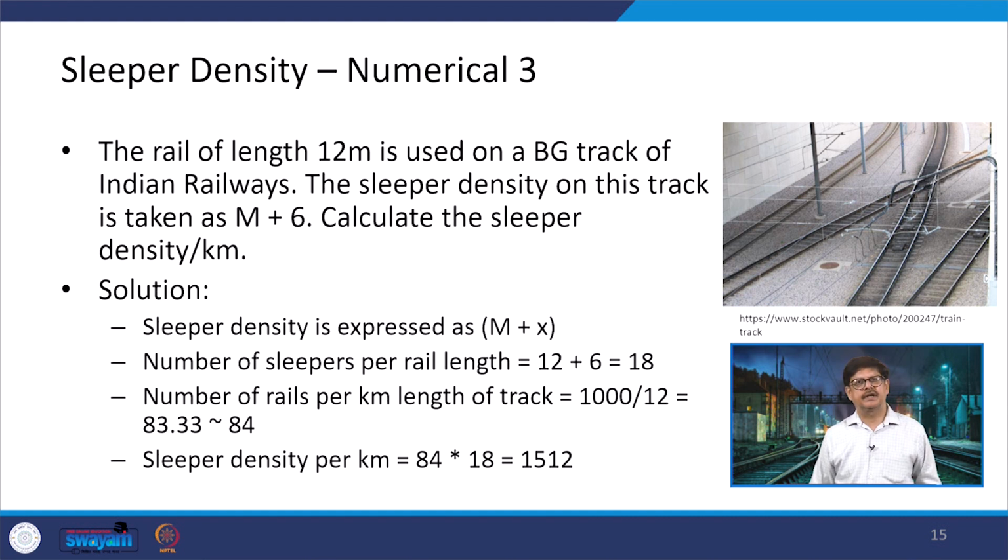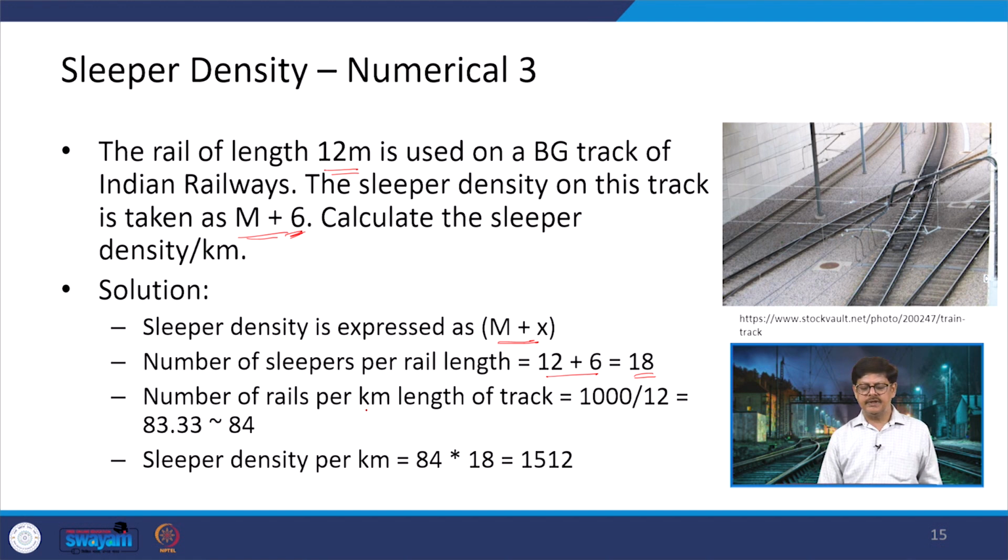Now, let us look at another example here. The length of the rail is given as 12 meter. Again, it is being used in broad gauge of Indian Railways. The sleeper density is taken as M plus 6. We need to calculate the sleeper density per kilometer. So, sleeper density is expressed as M plus x, the number of sleepers per rail length. So, with M plus 6, x is given as 6 and the length is given as 12. So, 12 plus 6 means 18 sleepers will be there in one rail length.